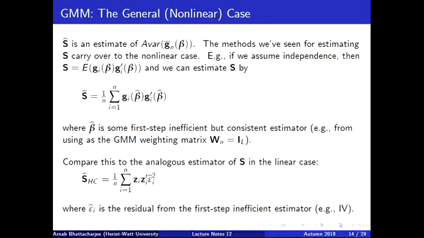So beta hat is some first step inefficient but consistent estimator. Okay, so for example, like before, using an identity matrix for your W. So this is S hat here. This was our S hat earlier. See, there was a simplification earlier. But this is not a disaster really, this is just first order derivatives. Okay, so it's simple.